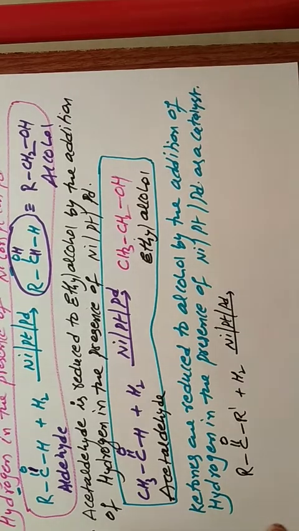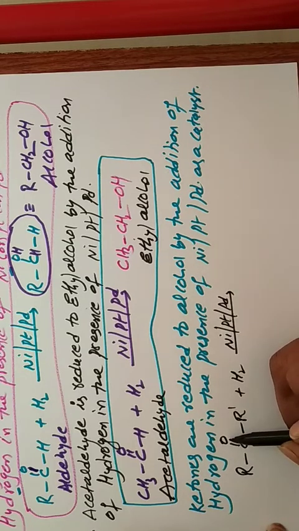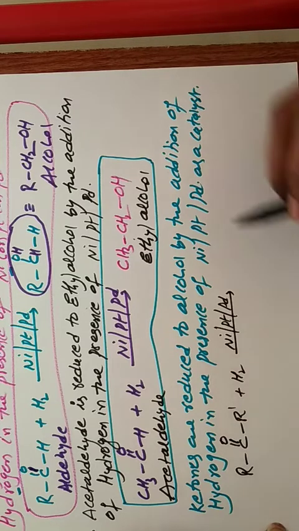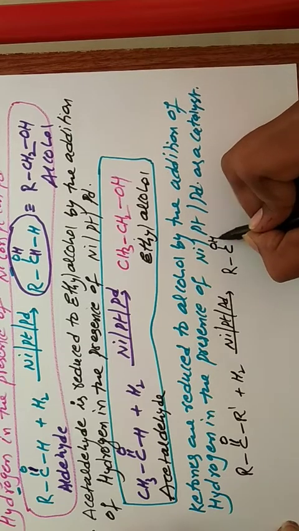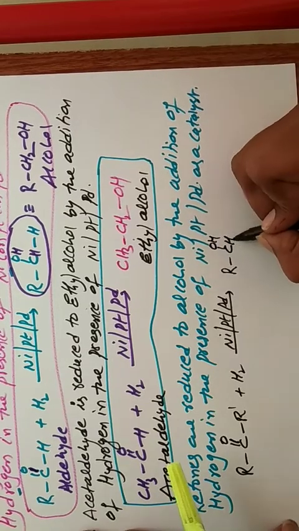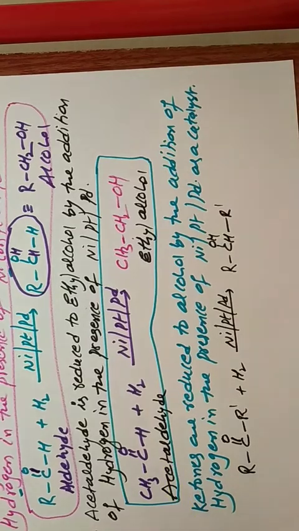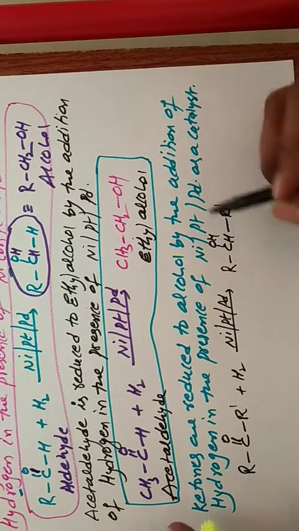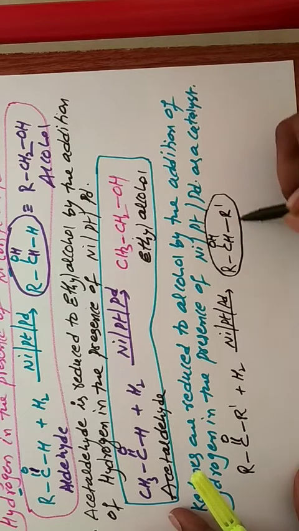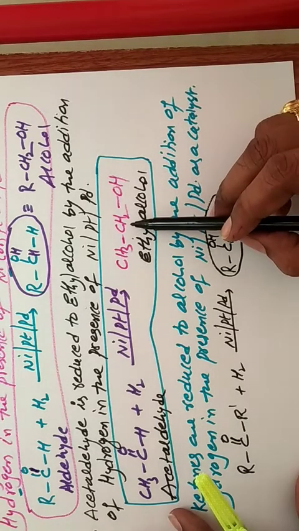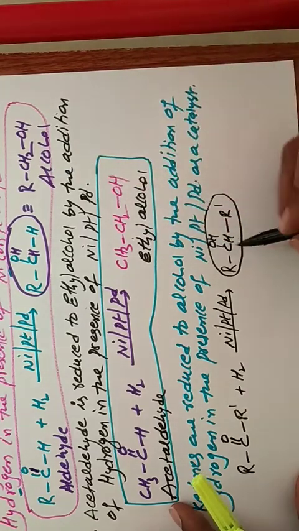In this case, same procedure. If you want the correct product, just remove the pi bond. This pi bond will be removed. One hydrogen atom is attached to oxygen, and another hydrogen atom is attached to carbon. What is the main product? R bond C bond OH bond CH bond R dash. So this is the alcohol molecule.